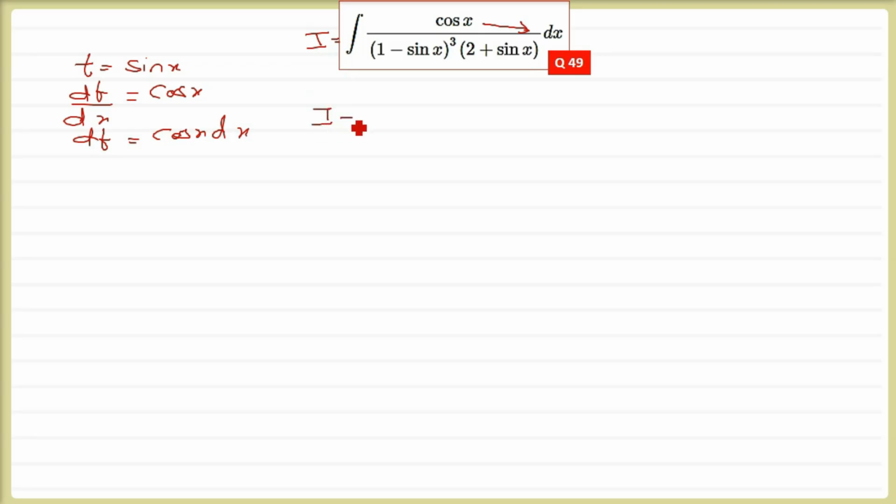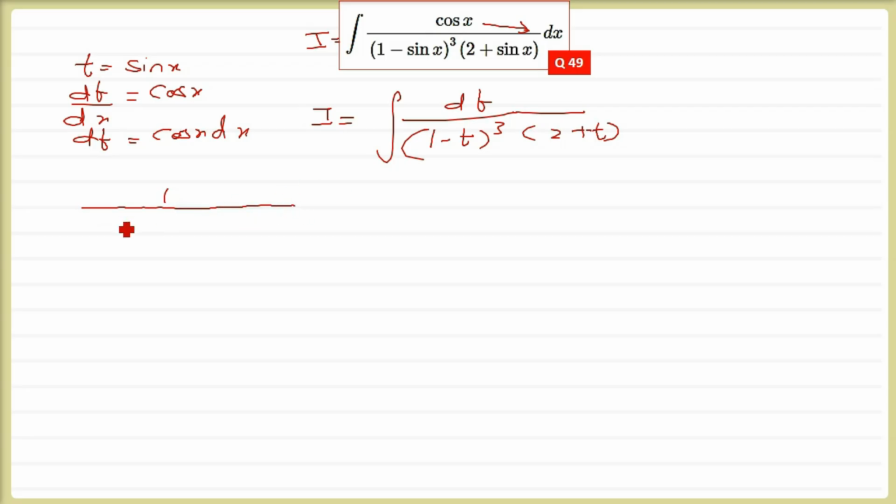So this integration, after taking t equals sin x, will be like this: dt over (1 minus sin x) whole cube, that is (1 minus t) whole cube, times (2 plus t). Now the important thing here is that it is not just 1 minus t, or 1 minus t square, it is (1 minus t) whole cube. For that we have to do some different approach for the partial fraction.